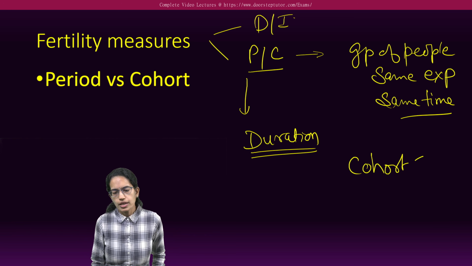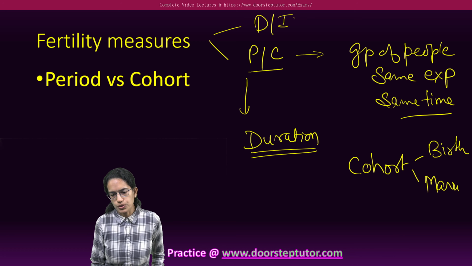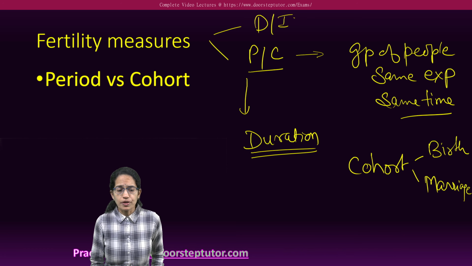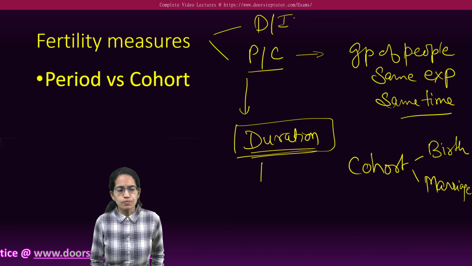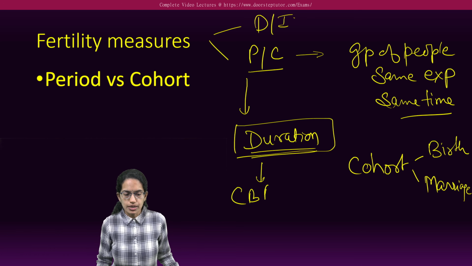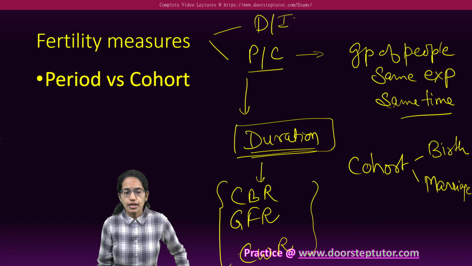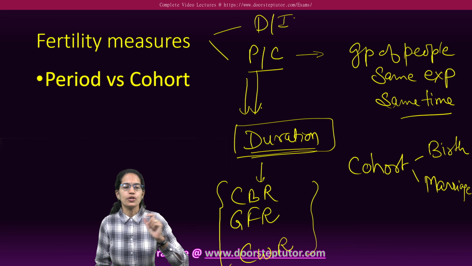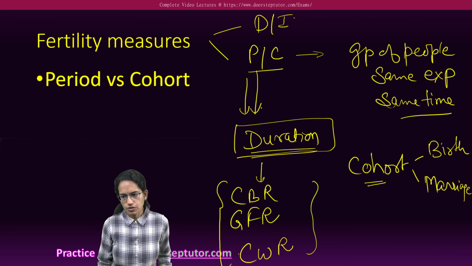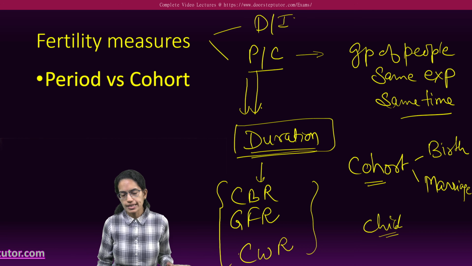This cohort can be classified as birth cohort and marriage cohort, right? So when we talk about the period or the duration, under this category, we have certain formulas which include the crude birth rate, the general fertility rate, and the child-woman ratio. All of these are under the period measure of fertility. Under the cohort measure of fertility, we have the children ever born to a woman in a reproductive age.